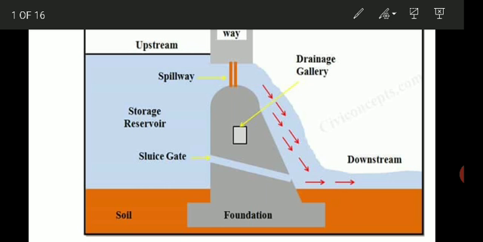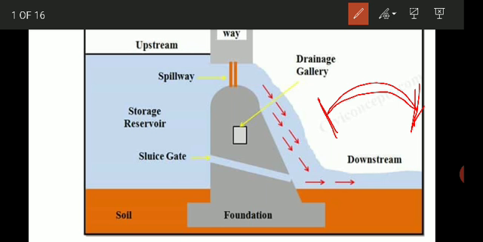Then we have one more type of dam, called the buttress dam. This dam will have a sloping deck, and struts are provided for its support. Then we have the arc dam, which is in arc shape. The abutment rocks should be very strong in the case of an arc dam, because the maximum load will be on the abutment. So that is an arc dam.